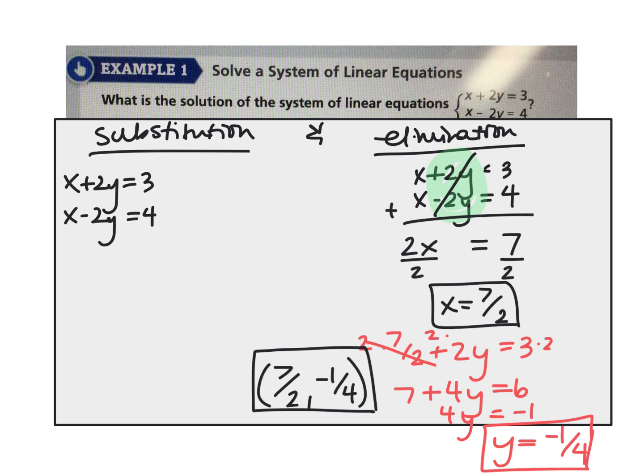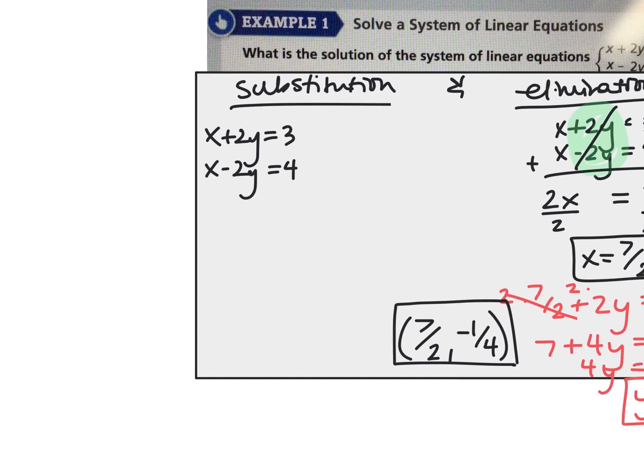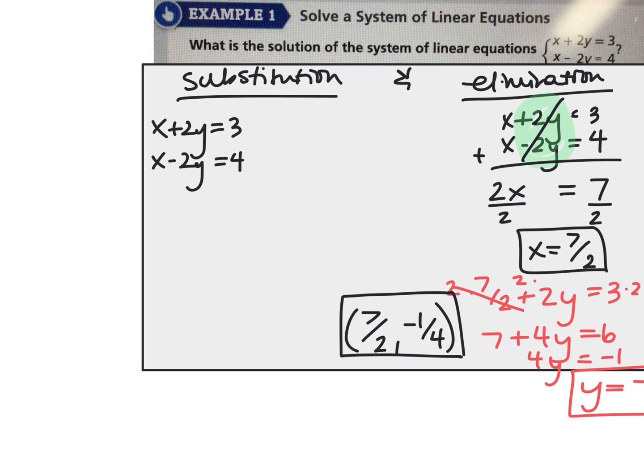All right, now let's solve this using substitution. My goal here is just to prove to you that we're going to get the same solution and to show you another method. So for substitution, we're going to substitute one of the equations into the other. The first thing that I notice here is that I can rewrite this second equation so that it tells me what x equals. So if I add 2y to both sides, this equation becomes x equals 2y plus 4. Now that I know what x equals, I can substitute that into the original equation.